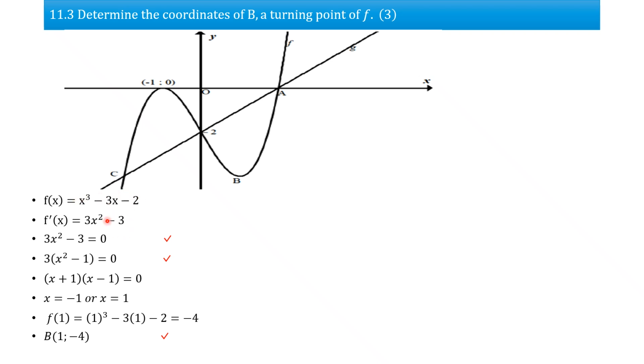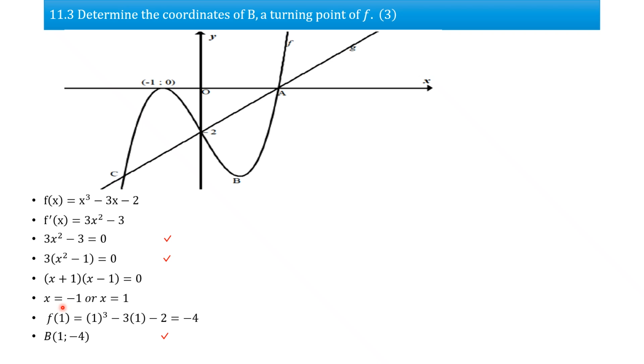Make the first derivative equal to 0. 3x squared minus 3, I have two terms, so take out the common factor 3. 3x squared divided by 3 gives me x squared. Minus 3 divided by 3 gives me minus 1. x squared minus 1 is a difference of two squares, so that becomes x times x, and negative 1 is positive 1 times negative 1. Alright, so that's how we factorize it.